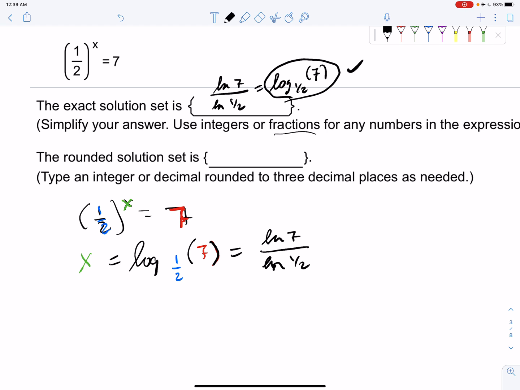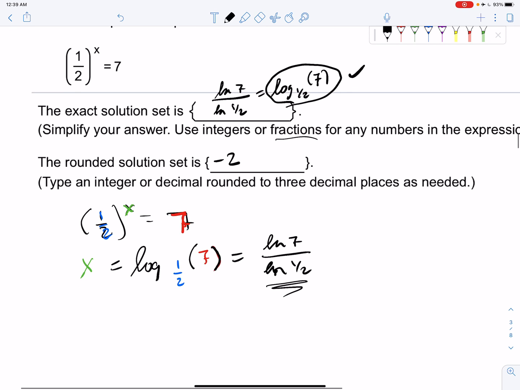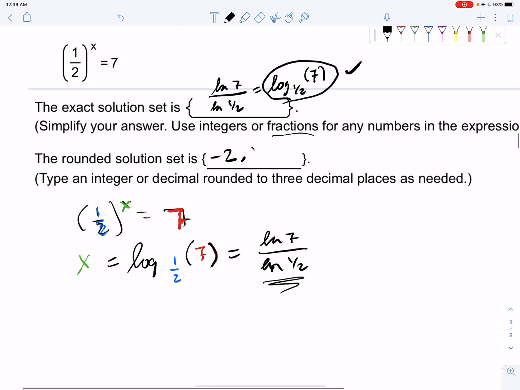Now when I put this in my calculator, I get approximately -2.807.